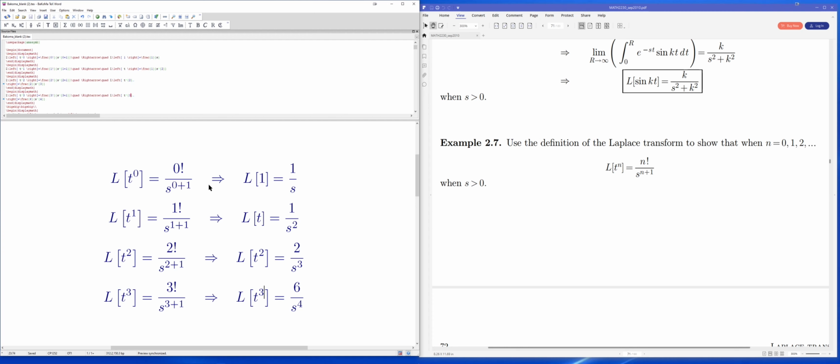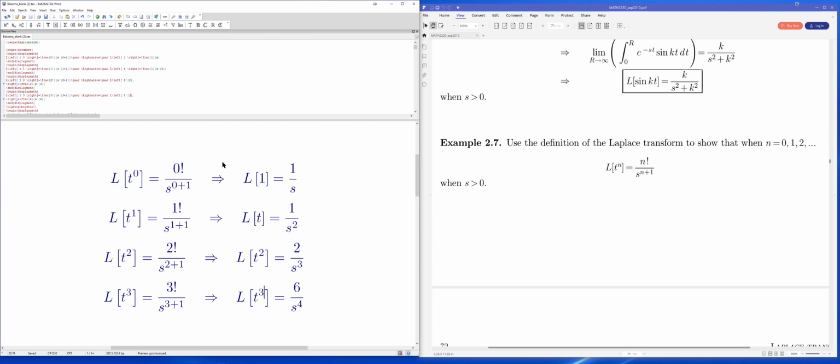Let's look at some specific examples. Laplace of t to the 0 is, according to this formula, 0 factorial on s to the 0 plus 1. Now, t to the 0 is equal to 1, and 0 factorial by definition is equal to 1. And s to the 0 plus 1 is s to the power 1, which is just s. So what I get is Laplace of 1 is equal to 1 on s.